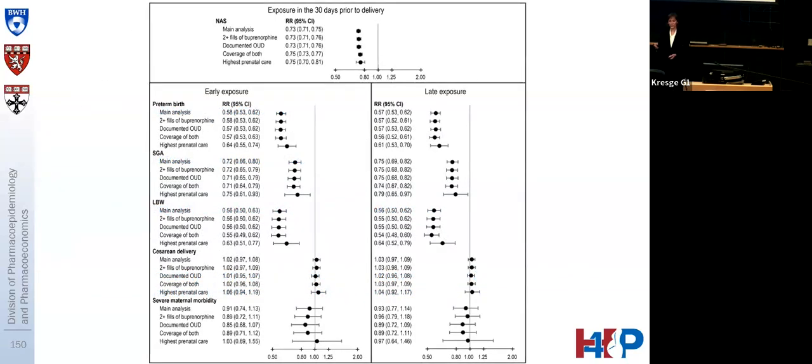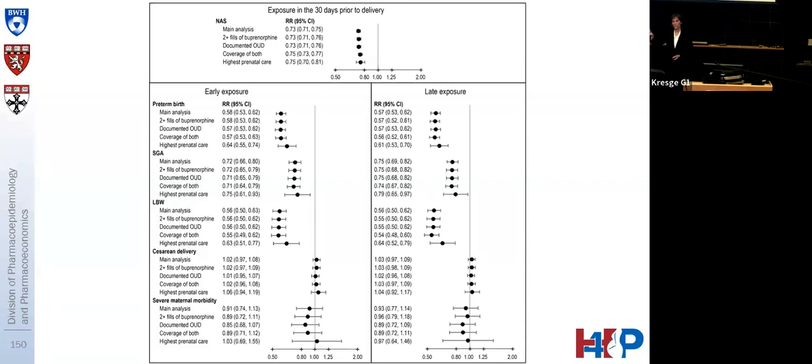And again, what did we find? Similar graph here. The top shows you neonatal abstinence syndrome, and then the bottom part on the left, we have the early exposure. On the right, we have the late exposure for each of these outcomes. The first estimate is the estimate from the main analyses. The ones below it are the sensitivity analyses. And again, the main message that I wanted to convey is that regardless of the sensitivity analysis, these estimates are very robust, very consistent.